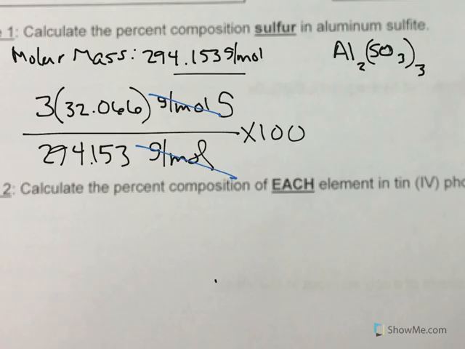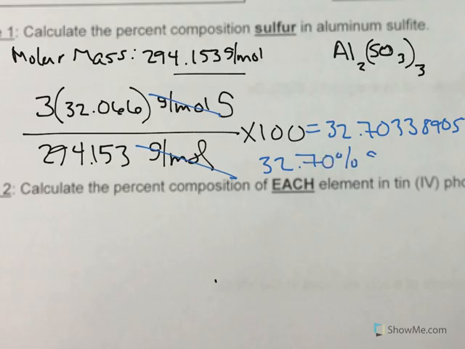So we have 3 times 32.066, divide that by 294.153 times 100. That should get you a percentage of 32.7033895. On these ones, because we're using molar masses off the periodic table, we're not going to do sig figs, because sig figs require that we have a measurement rather than a constant. So we're going to just round to the hundredths place. So we're going to call this 32.70% sulfur.